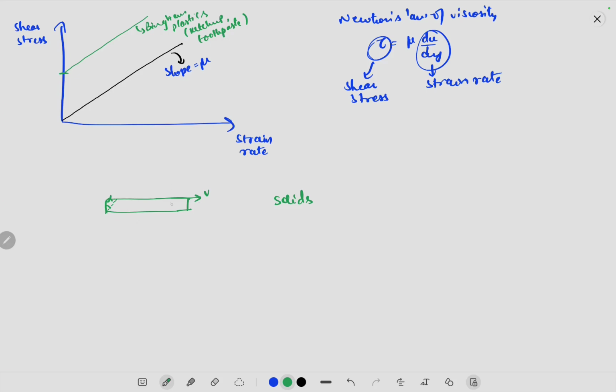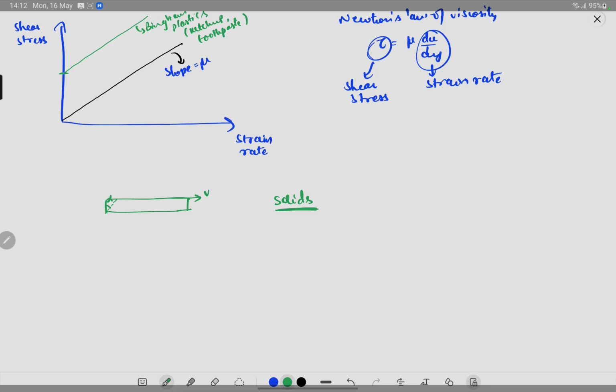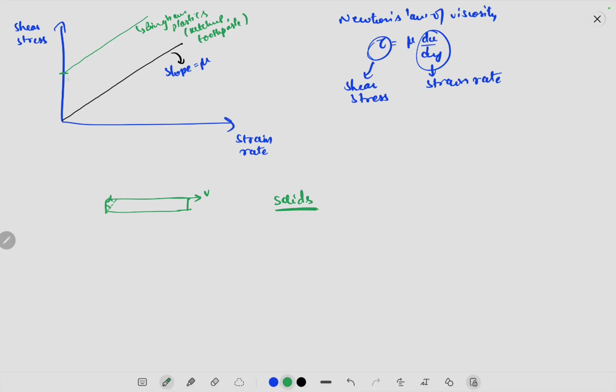So in your toothpaste, initially the toothpaste behaves like a solid. Now as you increase the deformation or the deformation rate such that this critical value is achieved, the toothpaste would behave like a simple Newtonian fluid. You must have observed this also, right?